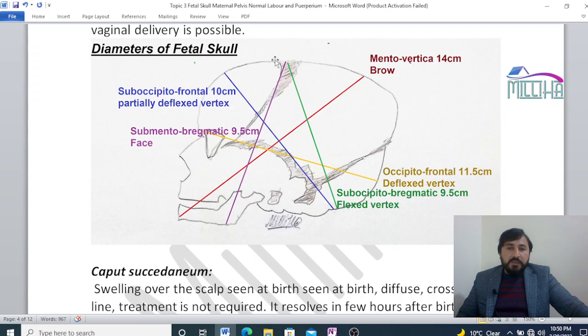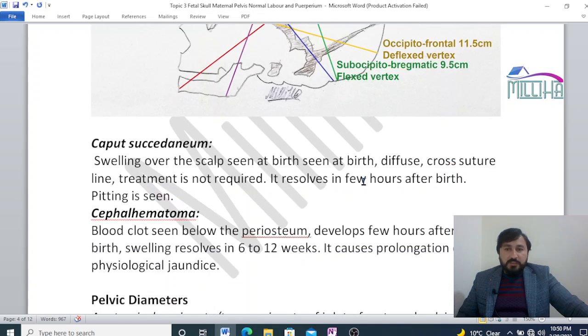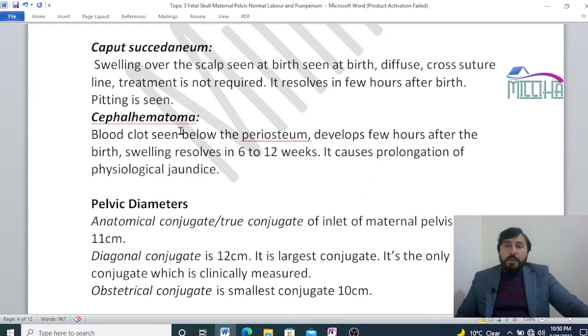Suboccipitobregmatic. This one is 9.5 centimeter. So occipitofrontal. This is occipitofrontal. Okay, this is deflexed vertex. This is called deflexed vertex. Okay, let's proceed. What is caput succedaneum?